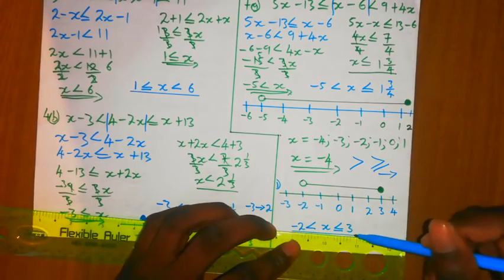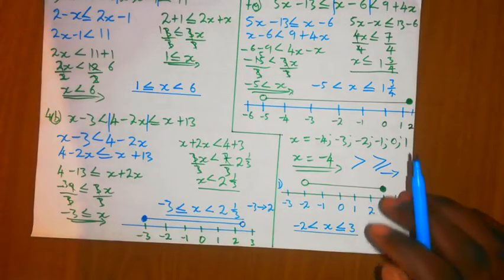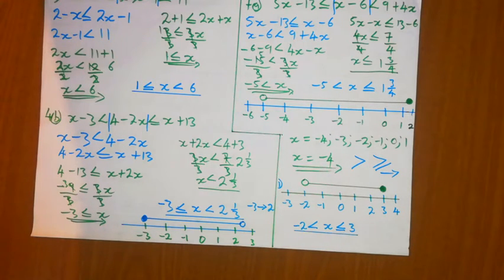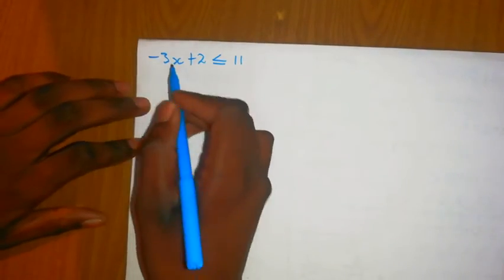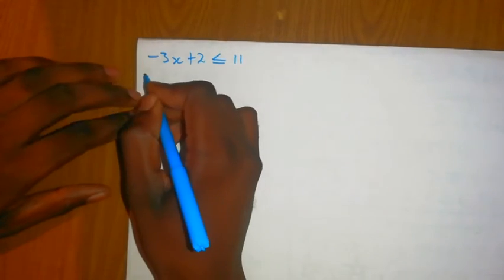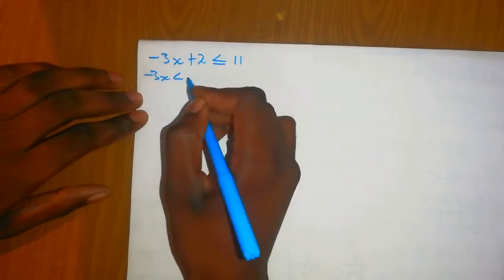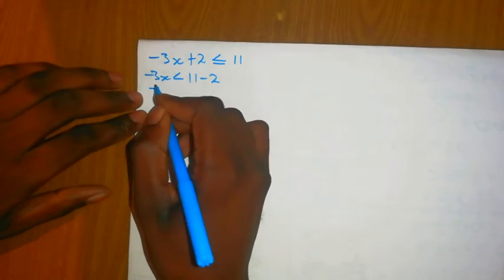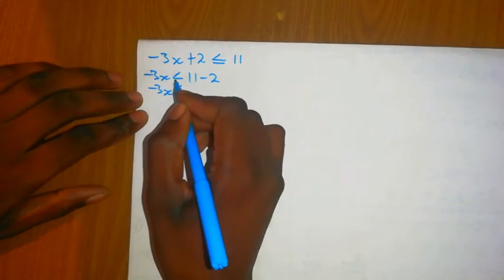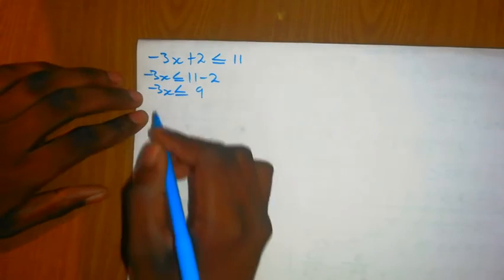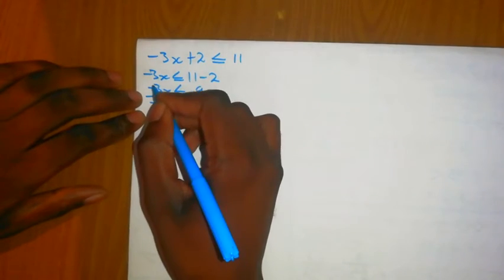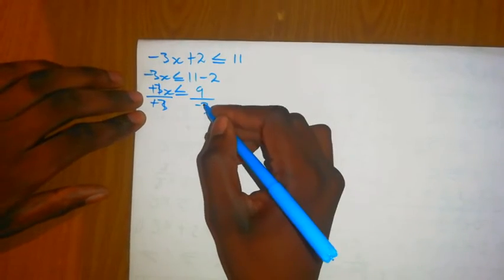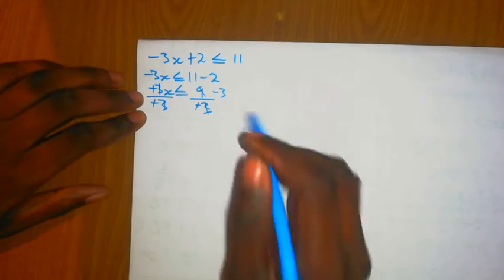Then this other concept that I want to show you is where you will divide using a negative sign. Let's try to divide using a negative sign. You'll see what happens. So there is an example, guys. Let's try to divide using that -3. If I'm solving here, I'm going to say -3x is less than or equal to 11 minus 2, so -3x is less than or equal to 9. Then I'm going to divide using a -3, a -3 there. Divide like that. Then here it's a -3.